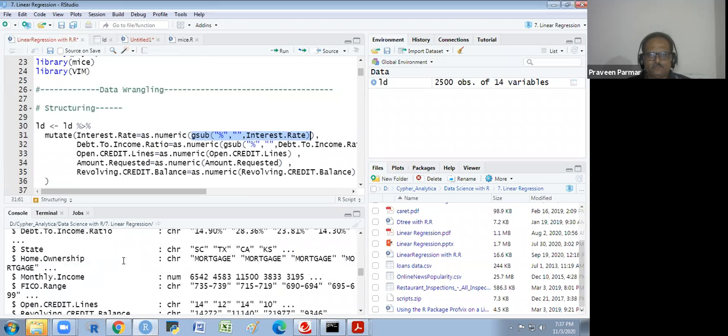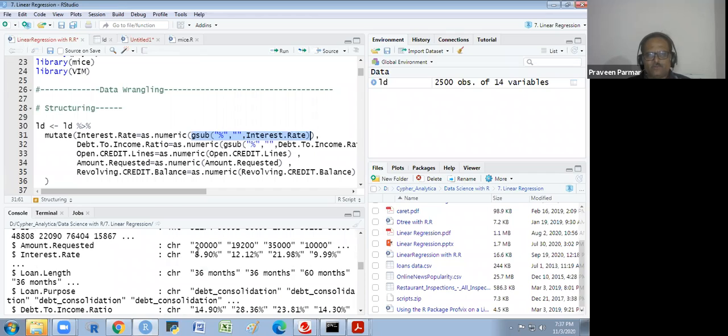I will show you from here. It will remove this percentage sign, gsub function, short for substitution. And after it will be a character, and it will be in quotes. Then I convert them with as.numeric. Got it?